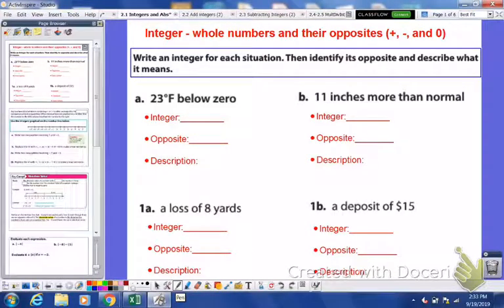Here we go with chapter 2. So this first section we're going to be talking about integers. So starting off with the definition.